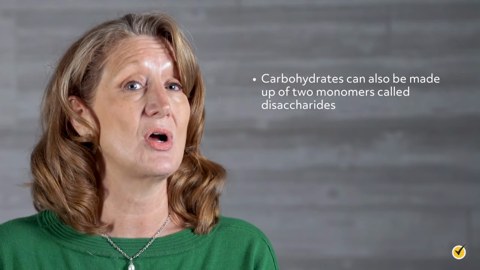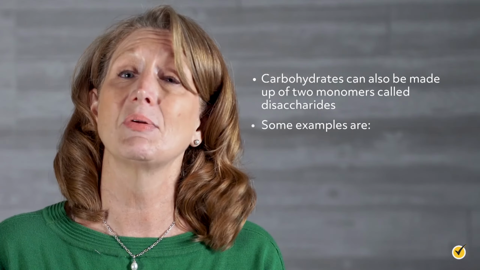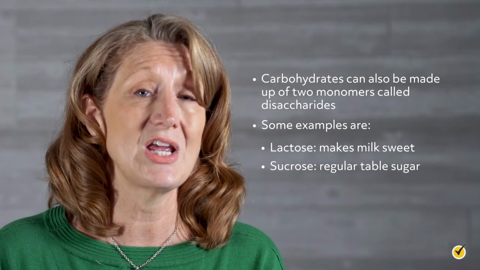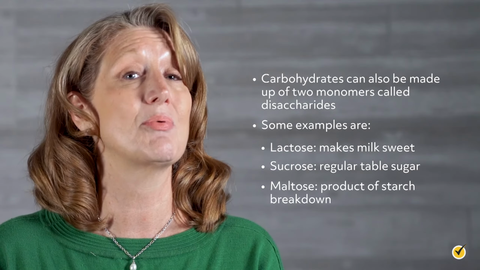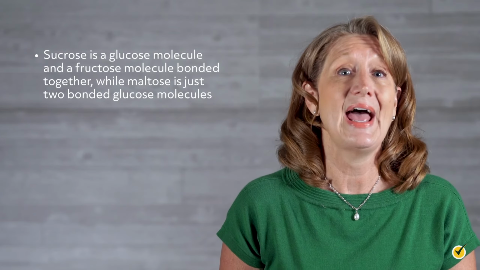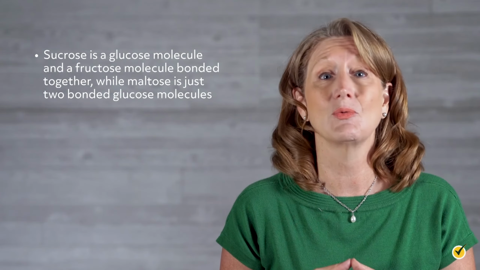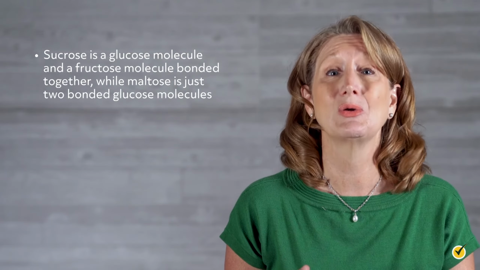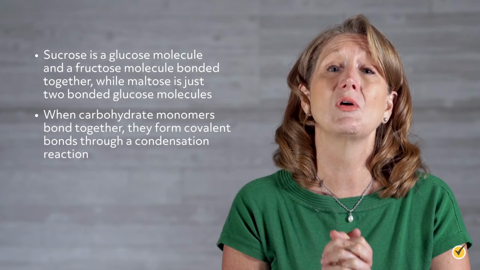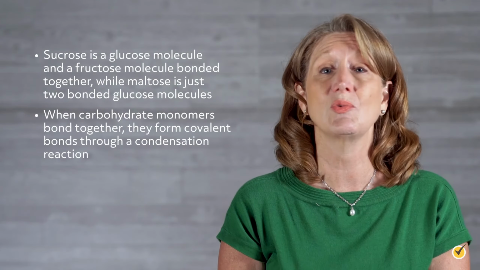C6H12O6. Carbohydrates can also be made up of 2 monomers called disaccharides. Some examples are lactose, which makes milk sweet, sucrose, which is your regular table sugar, and maltose, which is a product of starch breakdown. Each of these disaccharides is made up of 2 other monosaccharides. For example, sucrose is a glucose molecule and a fructose molecule bonded together, while maltose is just 2 bonded glucose molecules.